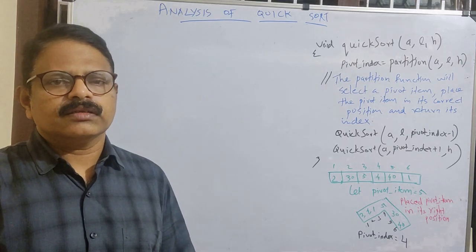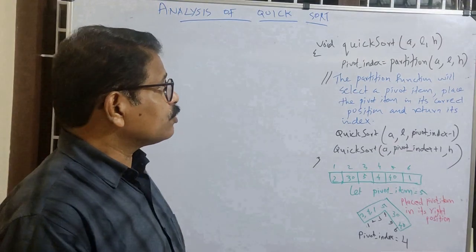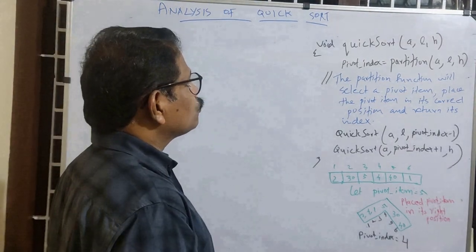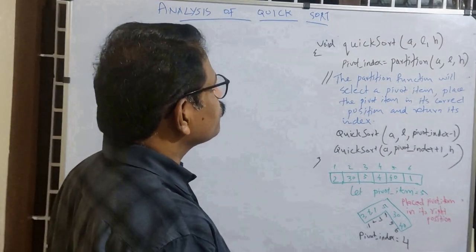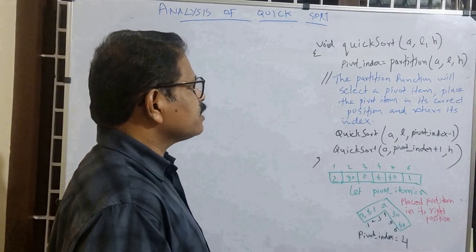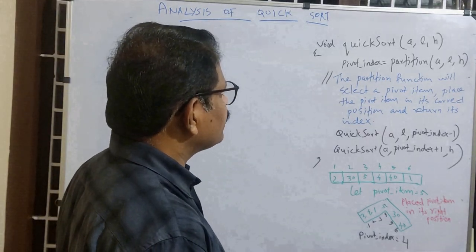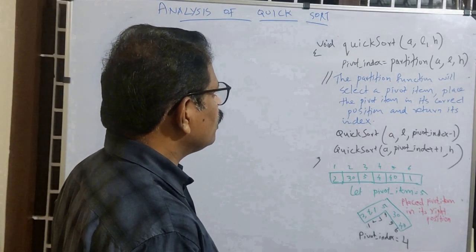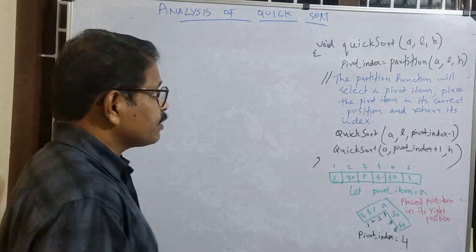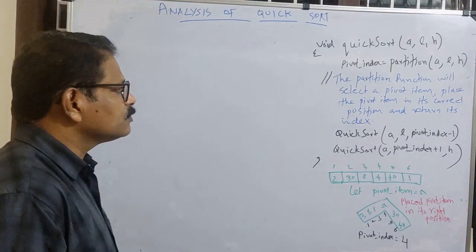Let us discuss the analysis of quicksort. This is the quicksort algorithm. It receives the array A, then its lower index and higher index. After that, it will partition the array based on a pivot element. This partition function will select a pivot item.